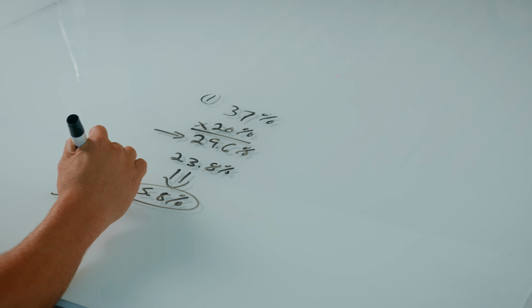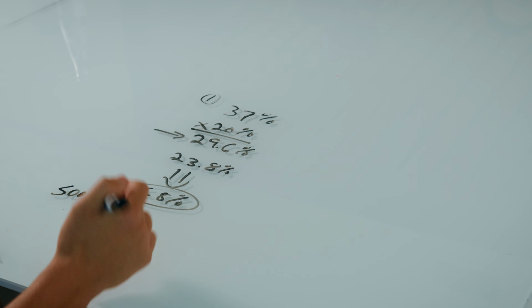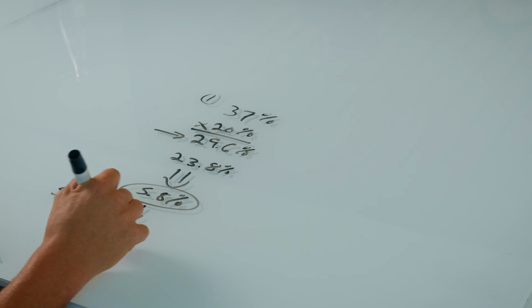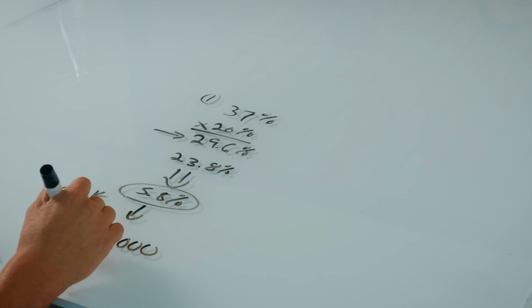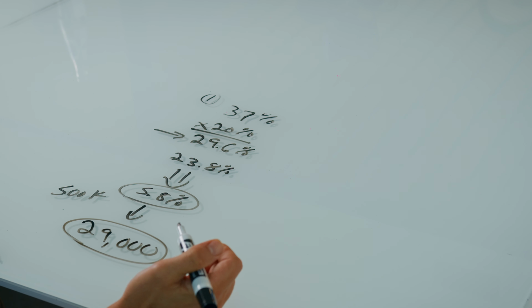So let's say you have $500,000 net income from your export sale. That's going to save you $500,000 times that 5.8%, $29,000. So that's the benefit that you're getting from the IC disc on $500,000 of net export sales.